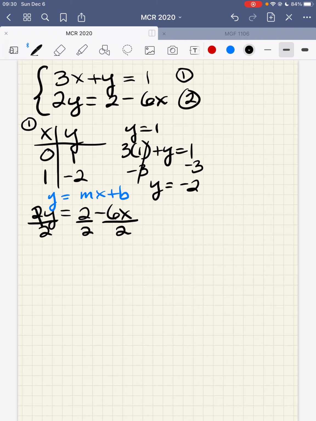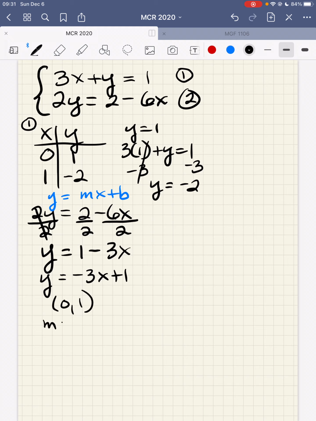Okay. This 2 is going to cancel, leaving me with y is going to be equal to 2 divided by 2, which is 1, minus 6x divided by 2 is 3x. And it's almost in slope-intercept form. I just have to do a little bit of rearranging. So y is equal to negative 3x plus 1. All I did was switch these two up. Okay? So my intercept is 0, 1. And my slope here is negative 3, or negative 3 over 1.